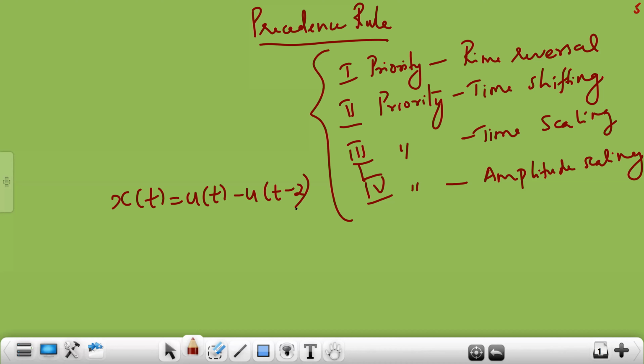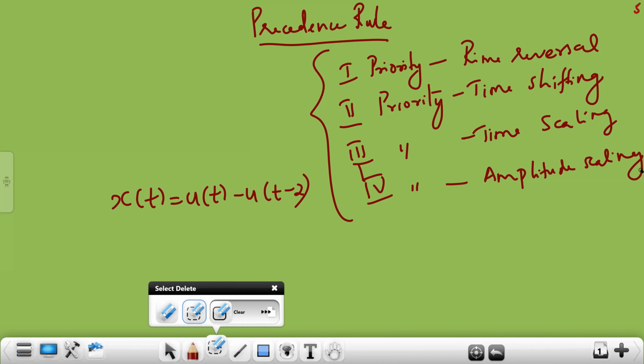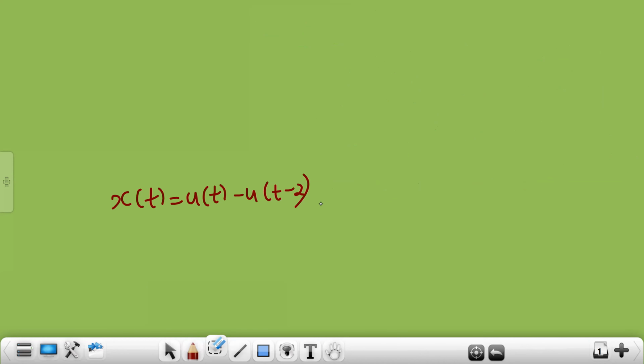Now don't do anything, you just listen. Afterwards you can take down. First you need to understand the concept, then you can do. First you will draw the given signal u of t. In the previous class you learned about u of t. It is nothing but the unit step function.